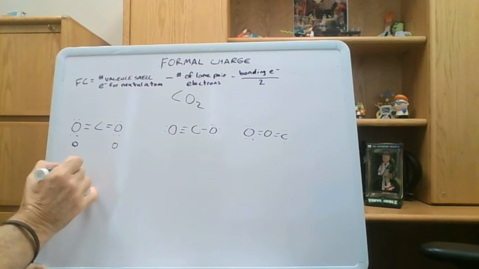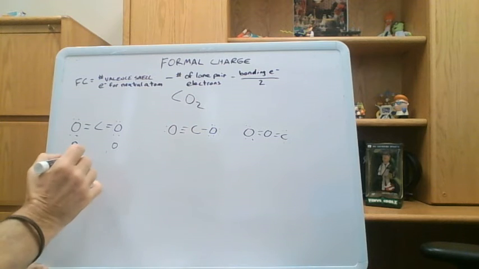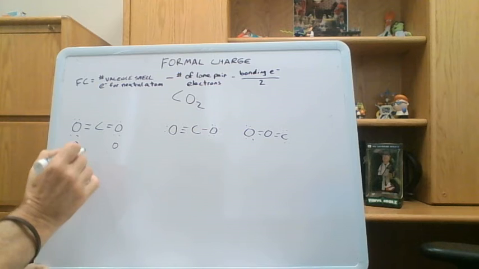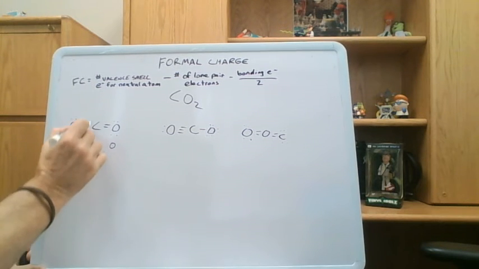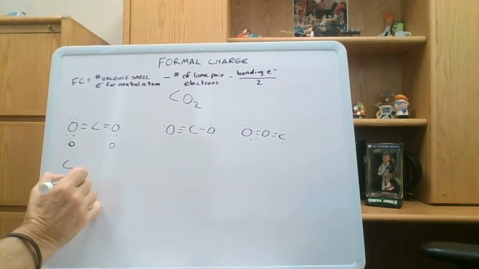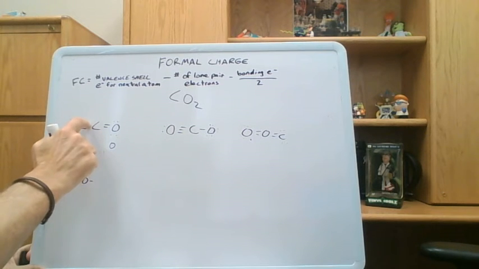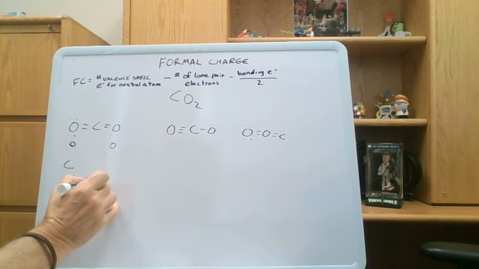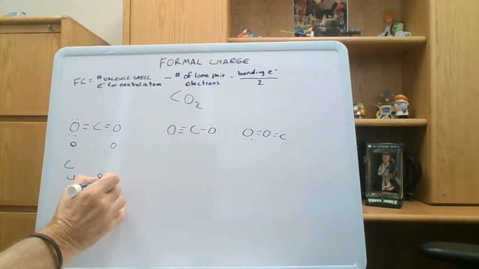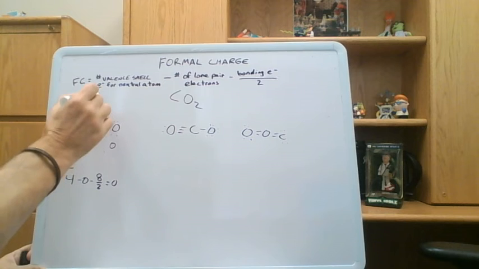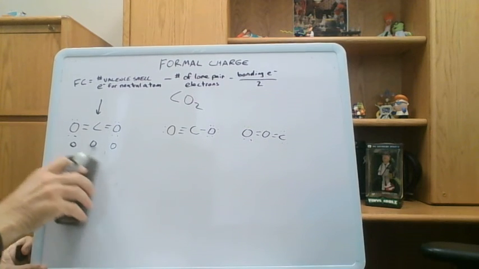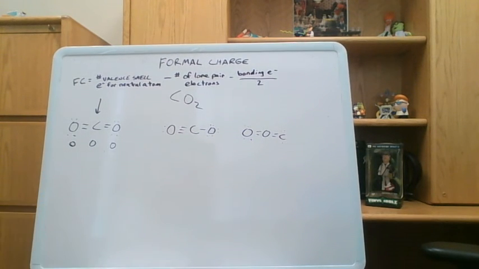Now if we look at the carbon, carbon is from group 4A, so it has 4 valence electrons normally. In this case, how many lone pairs? There are no lone pairs on it, so we subtract 0 for that. Then we have 2, 4, 6, 8 bonding electrons around it, so we subtract half of that. And that gives us 0. So this configuration has all 0 formal charges, which is our preferred setup.